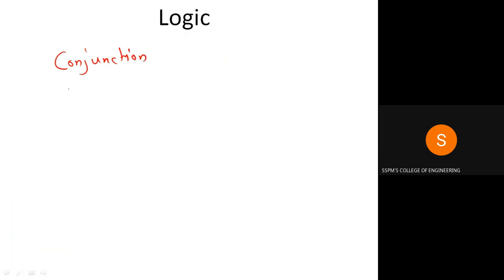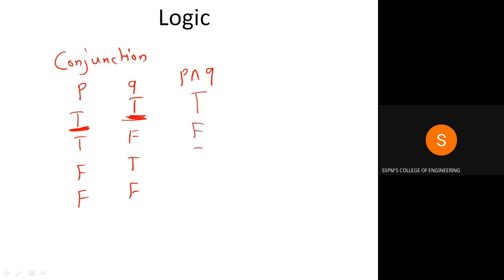How to find the truth table for conjunction? It is P and Q: T, T, F, F, T, F, T, F. What is P and Q? P and Q is true if both these values are true. In conjunction, only if both the values are T is the result T. Otherwise, it is always false. So here T and F, F and T, F and F: both are not T, therefore the result is F. If both are T, then the result is T.